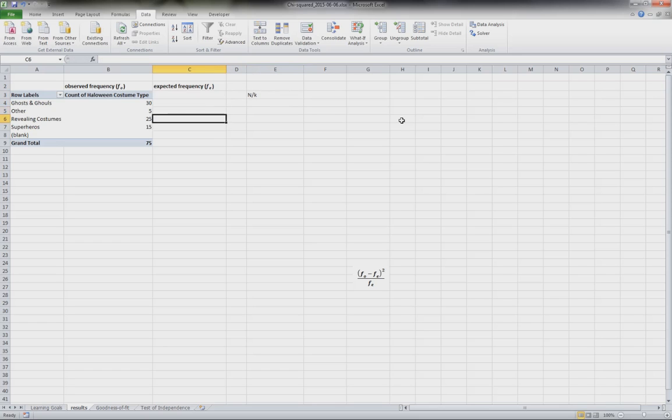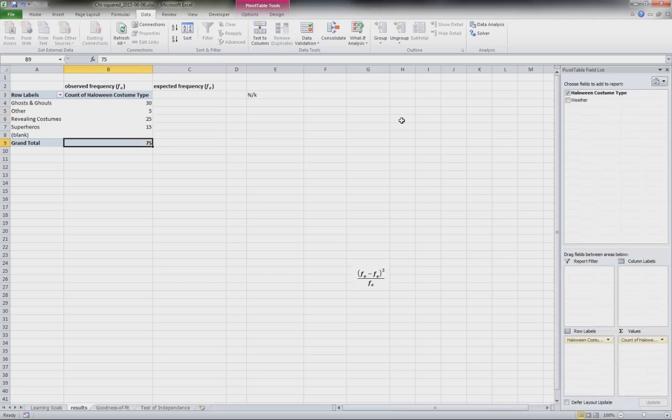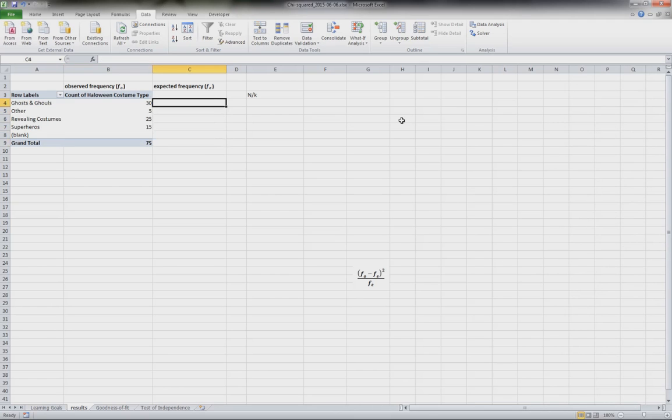And so we can see here that our grand total, our sample size, is 75. So in each one of these I can do equals 75 divided by 1, 2, 3, 4 categories. 4 categories. And that is our expected value, right? And so we should have the same expected value, or expected frequency, for each one of our categories.